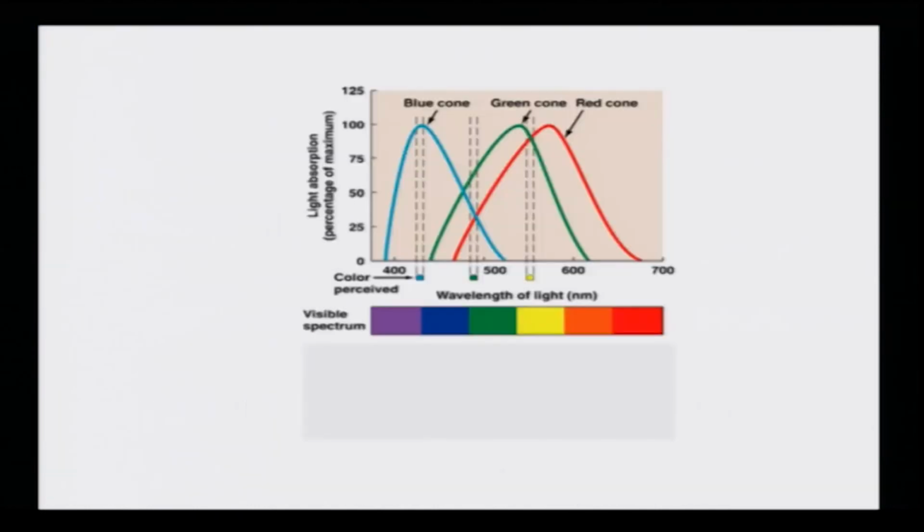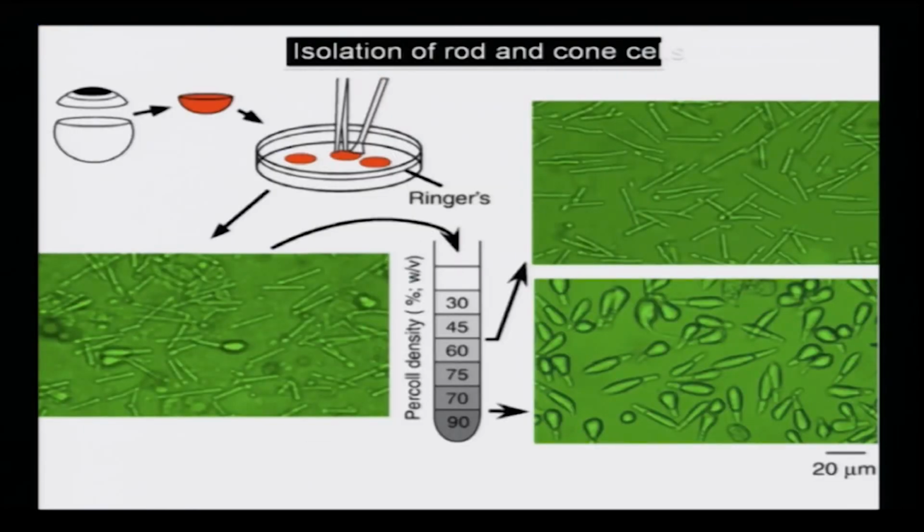After this, this is about the cones, the blue cones, the green cones, and the red cones, and the different wavelengths they can perceive. There are several species which have other wavelengths which they can perceive. The fishes can perceive another color. Once they are isolated in cell culture, this is how they look. All these are the rods. You can see these rods, they are rod-like, and a bit more purified. Here you have the rod cells, and here you have the cone cells.